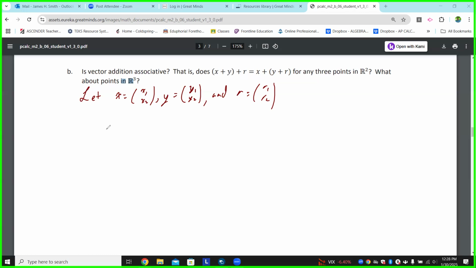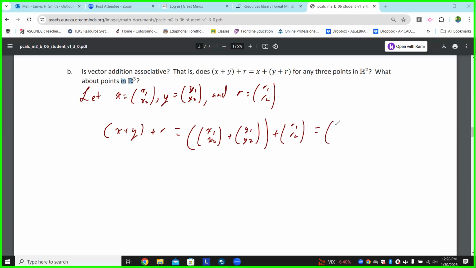All right, so let's prove this. We're going to first do the left side. I'll let you do the right side and we'll see if we get to the same conclusion. To prove this left side, I'm asked to add the X and Y first, then add the R. When I add vectors, how do I add them? Good, their corresponding elements. So this now becomes x1 plus y1, x2 plus y2.